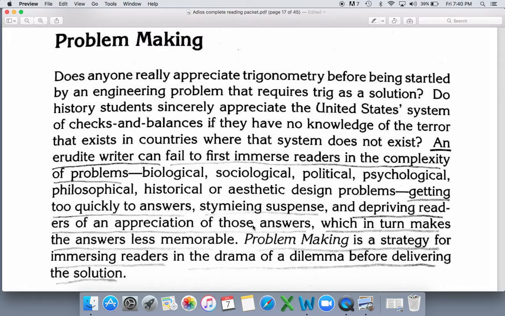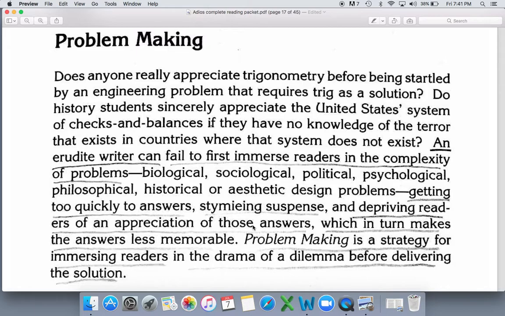So here we're told, does anyone really appreciate trigonometry before being startled by an engineering problem that requires trig as a solution? Do history students sincerely appreciate the United States system of checks and balances if they have no knowledge of the terror that exists in other countries where that system does not exist? Those are rhetorical questions. The answer is no.